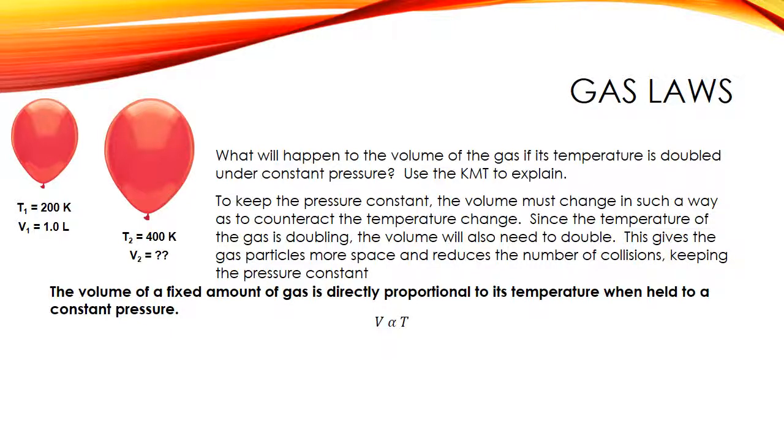The mathematical expression for this, you can see, is V is proportional to T, again, for constant pressure. And we already discussed what directly proportional means. Again, that means the factor of change is the same. So if we double the temperature as we did here from 200 to 400 Kelvin, our volume will also double from 1 liter to 2 liters. This relationship here is known as Charles' law.